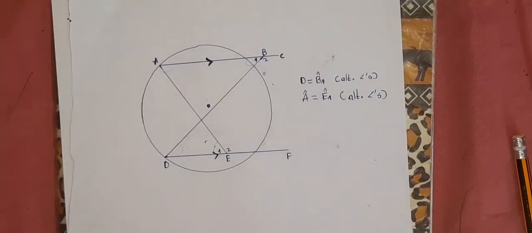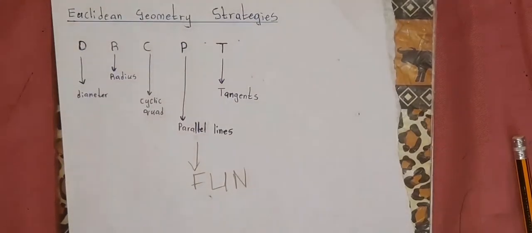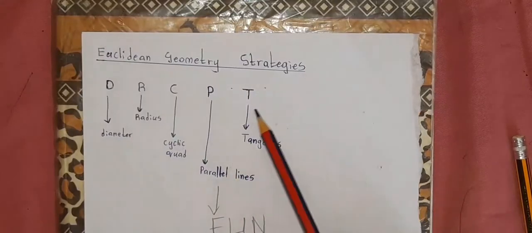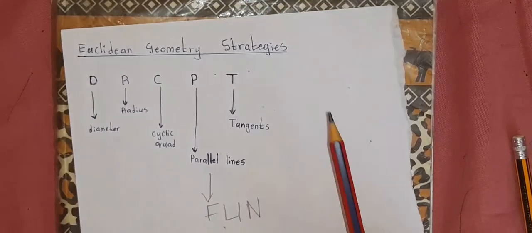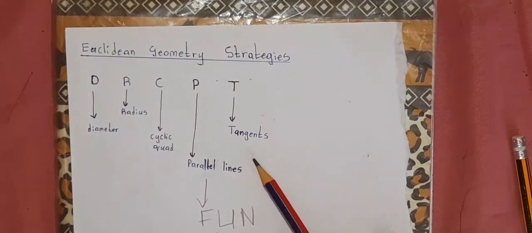We talked about parallel lines. You have to look out for the vertically opposite angles on a straight line, and all those things that I mentioned in the first video. And let's move on to the last one, which is T now, DRCPT. When you see T, remember tangents.